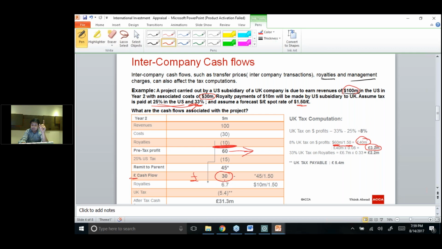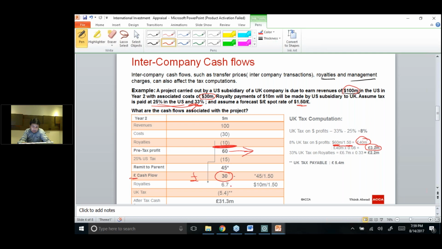But remember one thing, do not calculate tax on the remittance. Go back to the working of the subsidiary, check what the gross earning is, that was 60 million, and apply 8% tax on that 60 million, but after converting it into pounds.